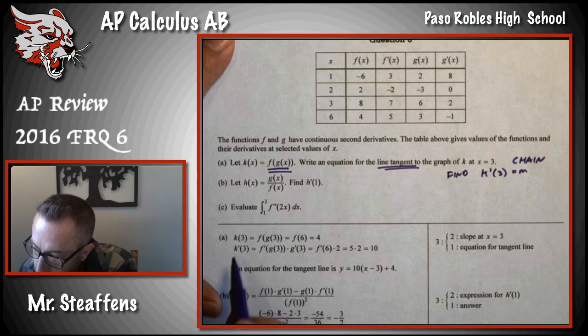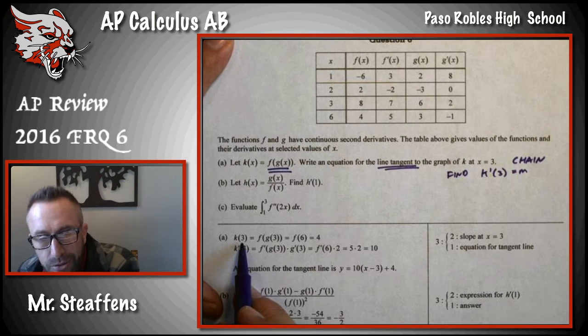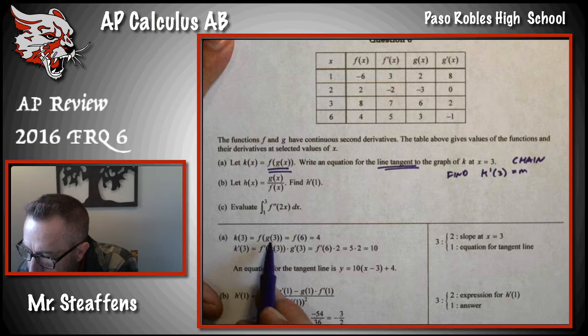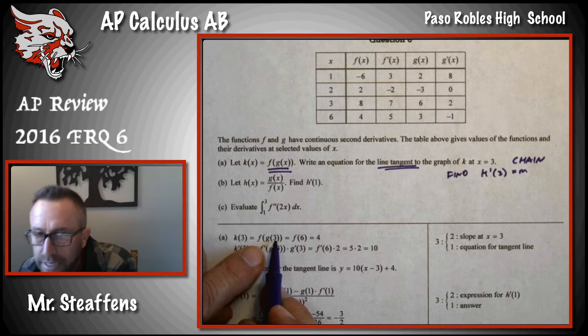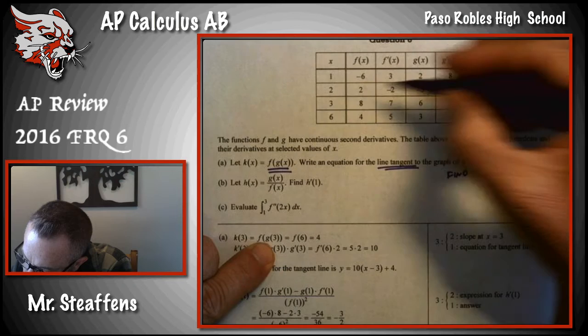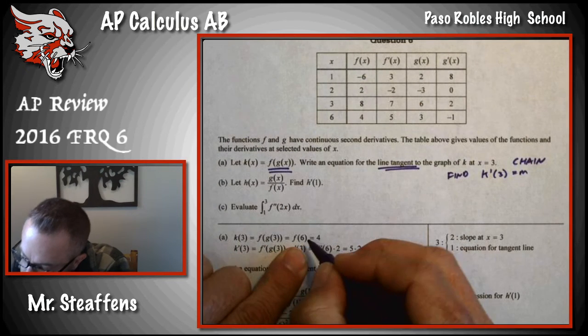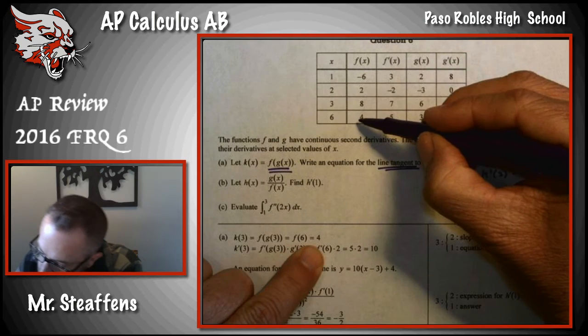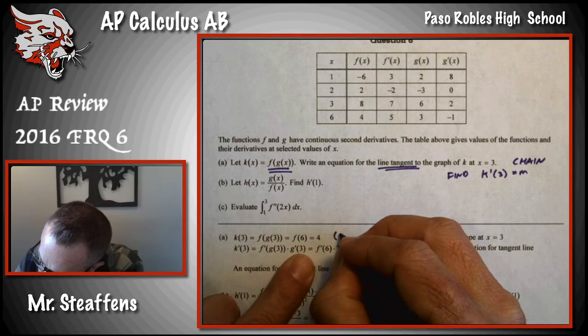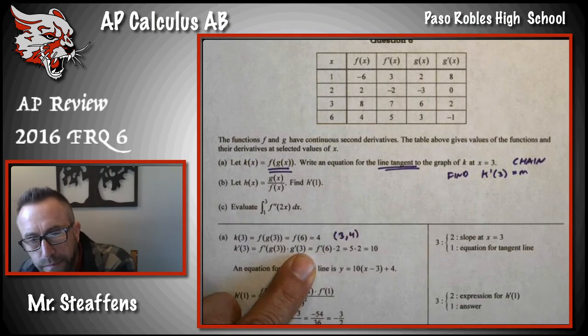First of all, k of 3, I do need to find the point. So I'm going to plug in a 3 into f of g of x. G of 3, I go up to my table, and g of 3 is 6. So this becomes f of 6. And then I go back up to my table, and f of 6 is 4. So that means the point that I'm talking about is (3, 4).